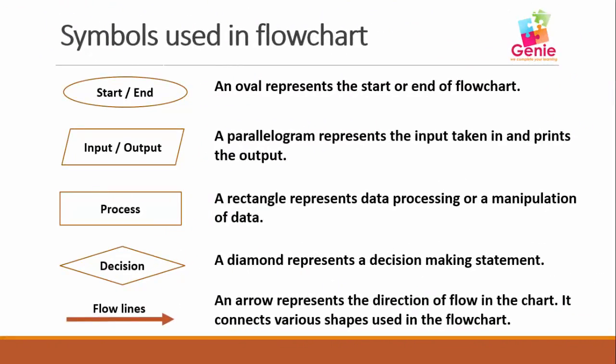There are some standard symbols used to draw a flowchart. The flowchart begins and ends with an oval box. We place the start and end keywords in the oval boxes. They depict the beginning and the end of a flowchart. The instructions inside the boxes are written in English generally.